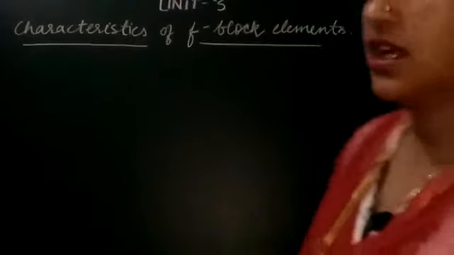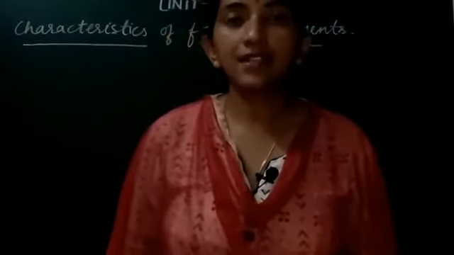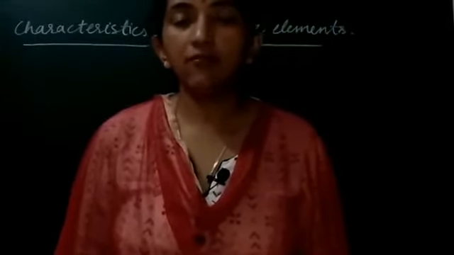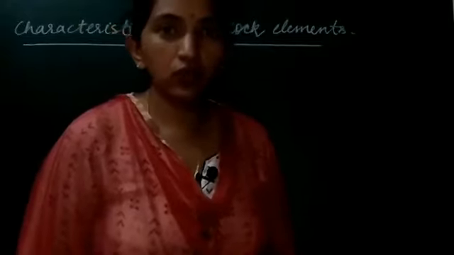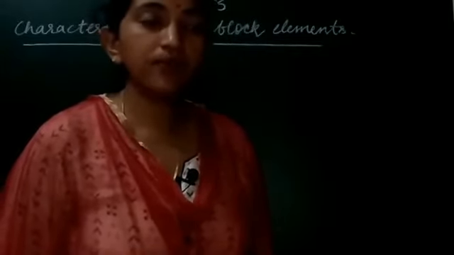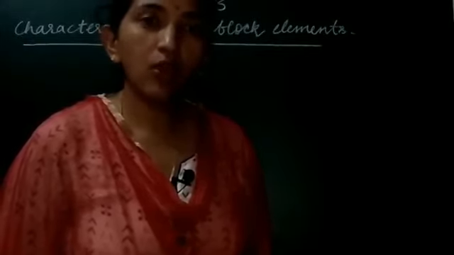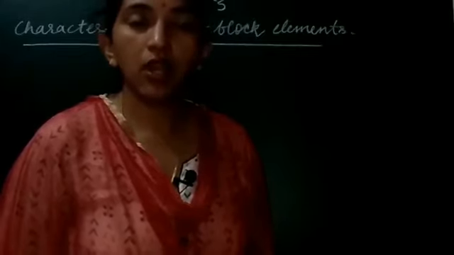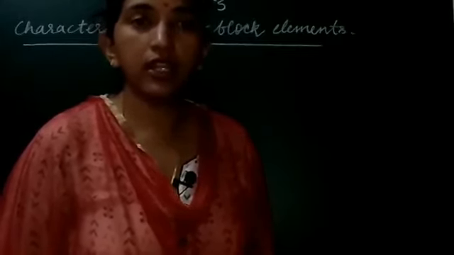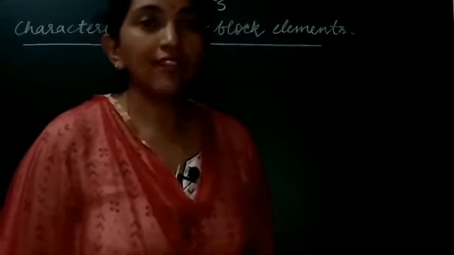Good morning, students. Today we are continuing our topic, the characteristics of S block, P block, D and F block elements. We discussed in our last class that the periodic table is divided into four blocks: S block in the extreme left, P block in the extreme right, the D block placed in between S and P block elements, and the F block placed at the bottom of the periodic table. Now we are going to discuss the characteristics of the F block elements.